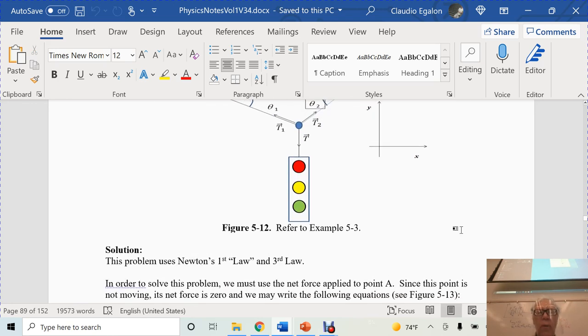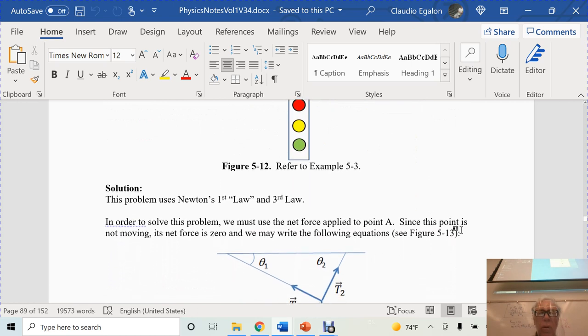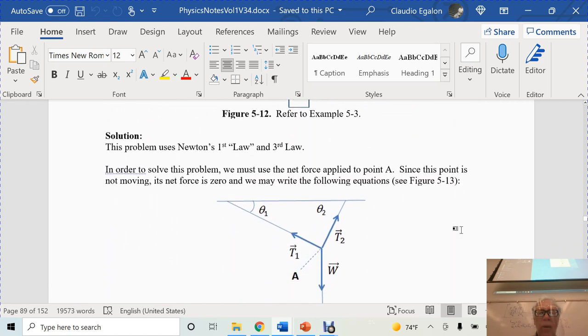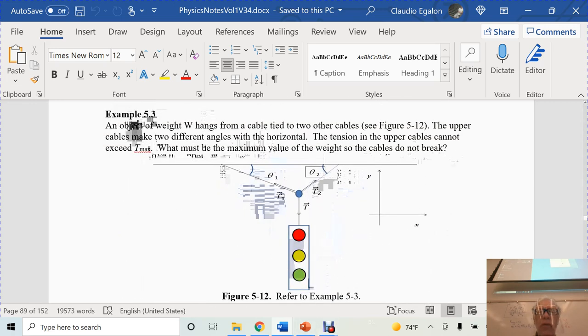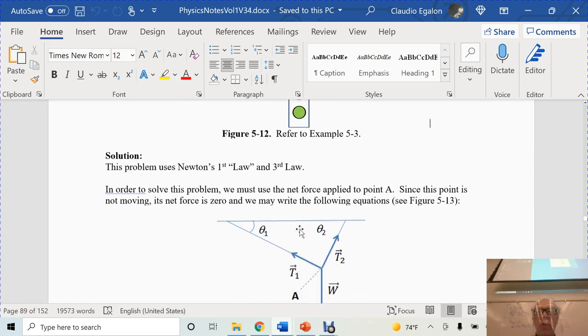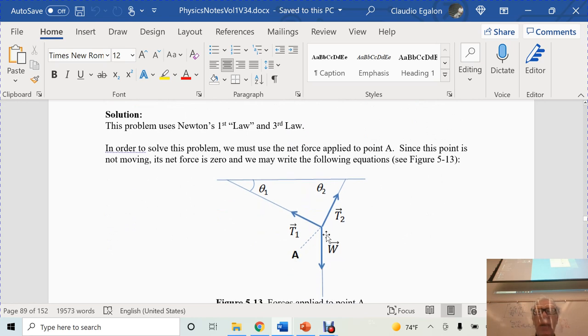First law. So let's see. I have the solutions here. I'm not going to type it from scratch. Here you go. The weight of this traffic light is transferred to this cable, because the cable is supposed to be weightless. Negligible mass, not weightless, but negligible mass. So the force going downward is going to be the weight. Then you have this tension 1 and this tension 2. Because this point here is at rest, the net force applied to it must be 0.